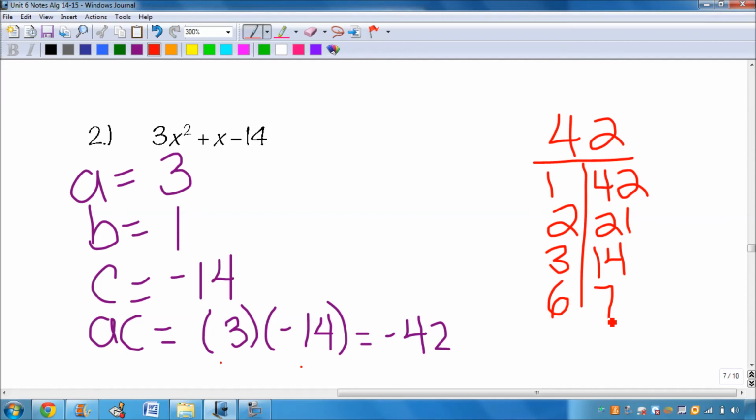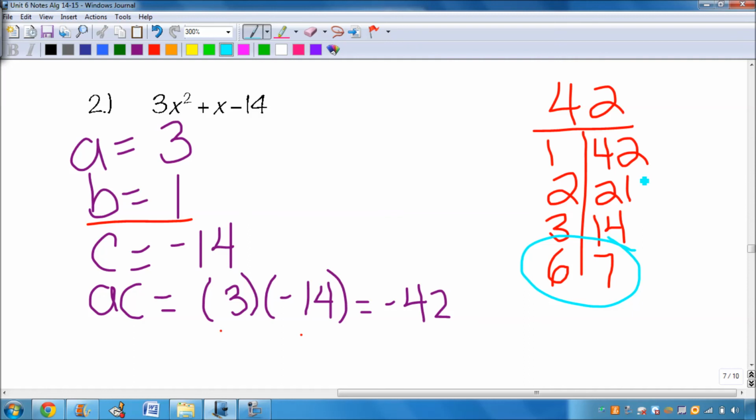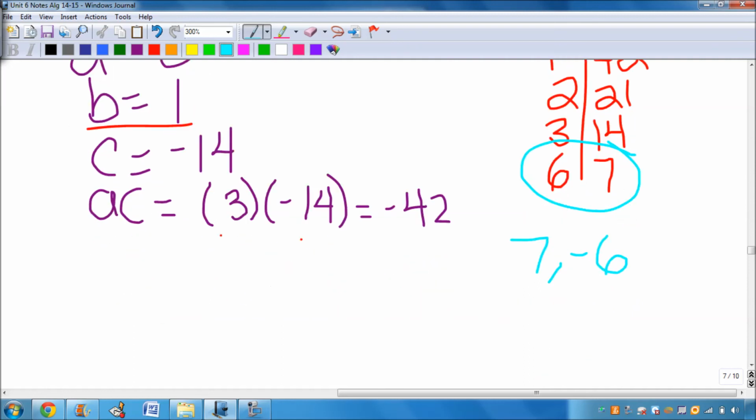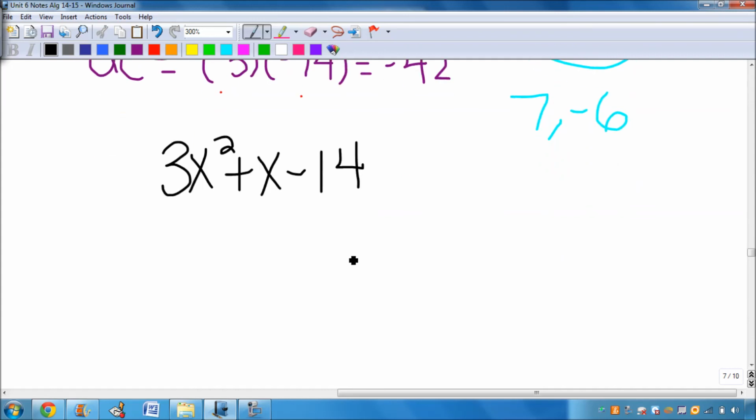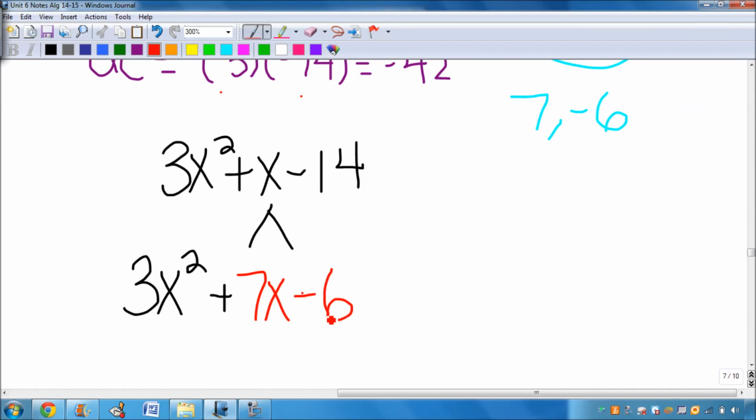Now, which one of these factors will give me this B of 1? The only one that will work is 6 and 7, and that will work if the 6 is negative and the 7 is positive. So we'll have a positive 7 and a negative 6. So I'm going to go ahead and rewrite my problem, 3x squared plus x minus 14, and I'm going to split up my middle term. So my middle term will turn into 3x squared plus 7x minus 6x. And then I just copy down the minus 14.